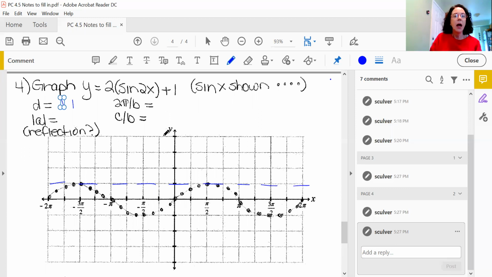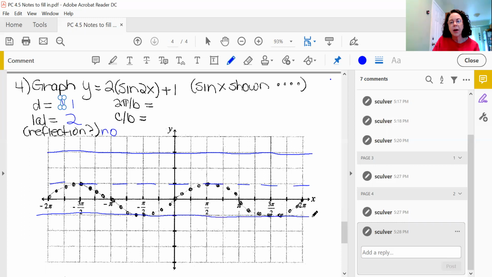Let's get our amplitude. Our A is 2, and notice that it's positive, so there won't be a reflection. That means above my midline of y equals 1, my graph is going to go up 2 from there. I'm drawing that horizontal line, creating a boundary, and 2 below.